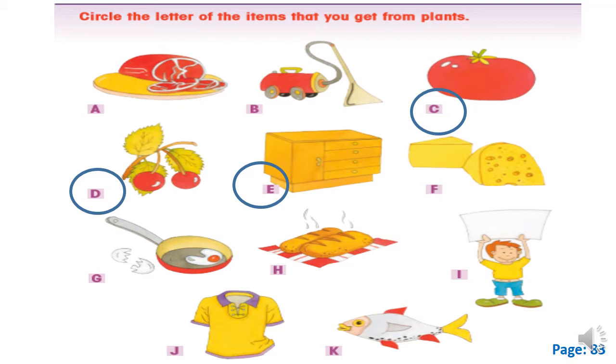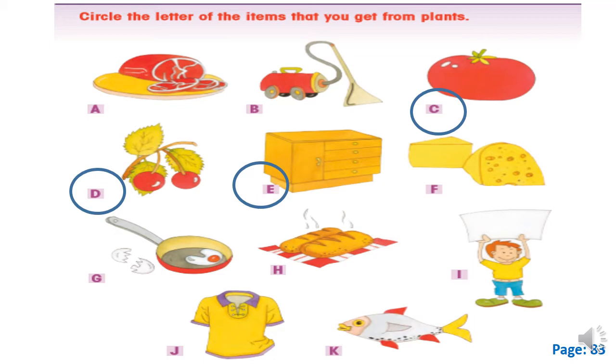Excellent. What do you know about egg? Can I see a tree holding eggs? Imagine that. Is there a tree holding eggs? No. So, eggs come from the hen. So, it's not from plant origin. It is from animal origin. Now, what do we have in part H?